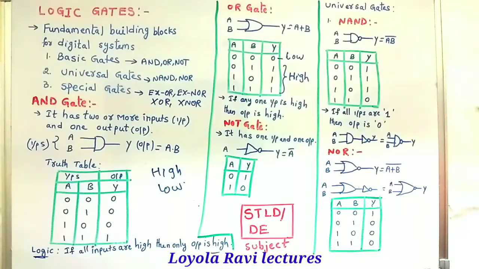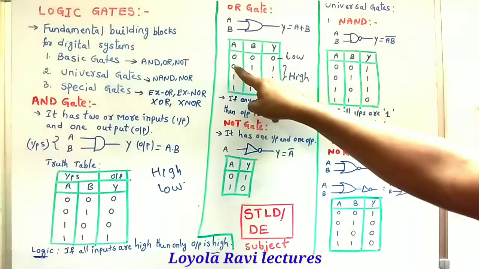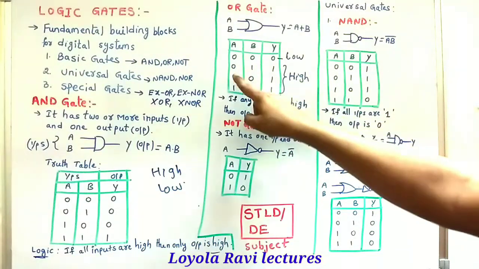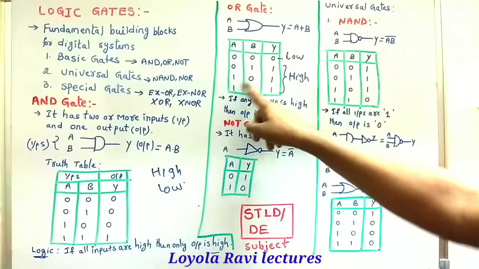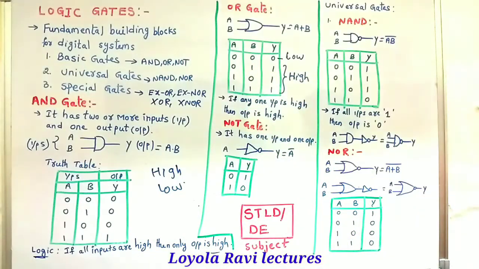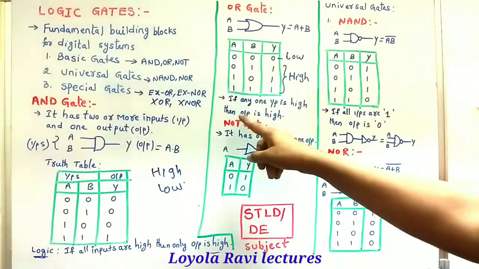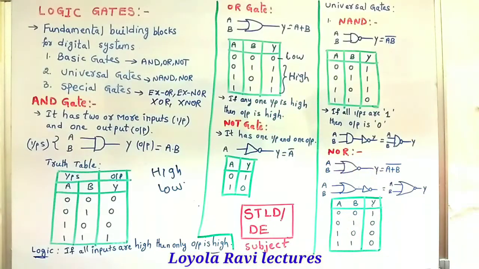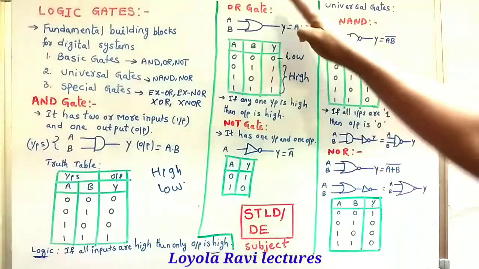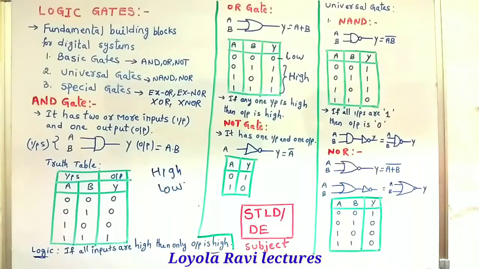When output is high, if any one of the input is high, here 0 1 we have 1, 1 0 we have 1, 1 1 we have both ones. If any one input is high, then only output is high. That is high logic. Okay, if any one input is high, then output is high. That is high logic. Okay, this is a logic symbol and truth table for OR gate.